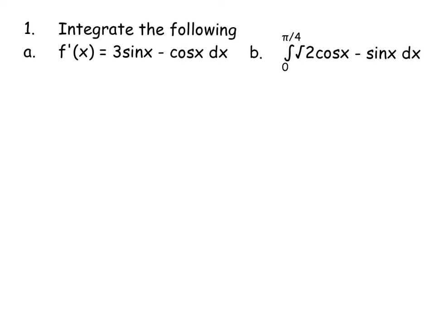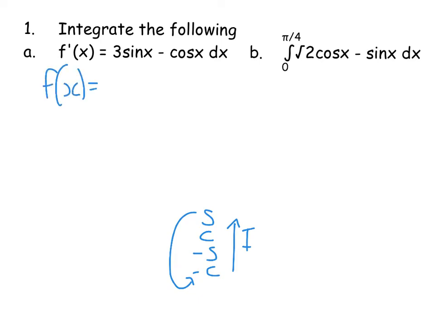Before I start, I'm going to write out my little sine, cos, minus sine, minus cos. Okay, that's all it took. And I'm integrating, so I'm going up. When you integrate sine, using my little list, sine means I come all the way back to the bottom, sine goes to negative cos. So my first term, when that's integrated, goes to negative 3 cos x. And then my negative cos, when I'm integrating, would go up to minus sine. So negative cos becomes minus sine x.